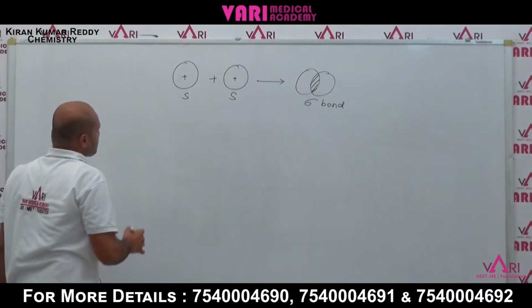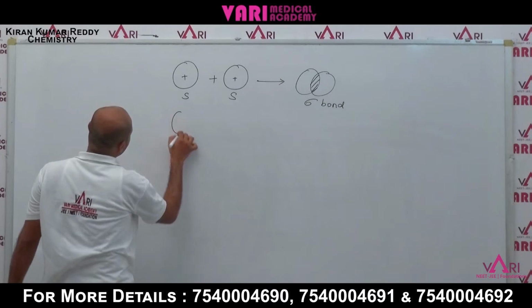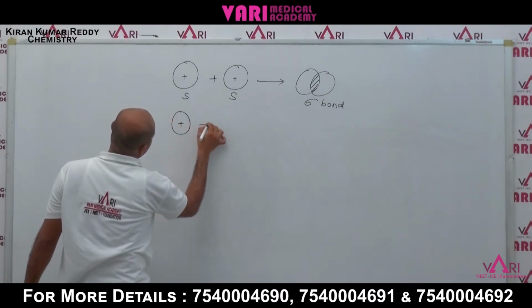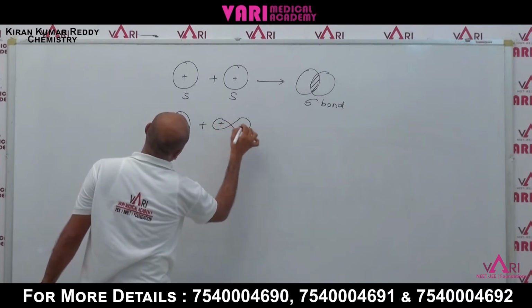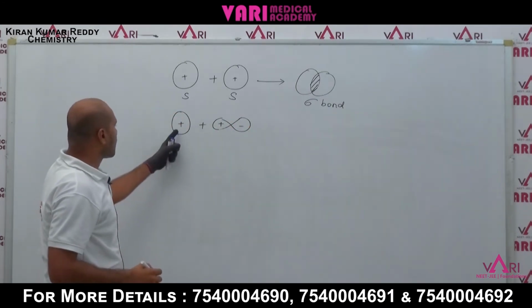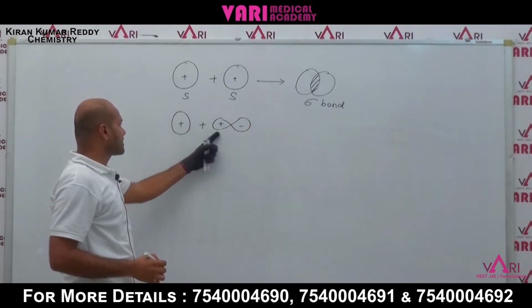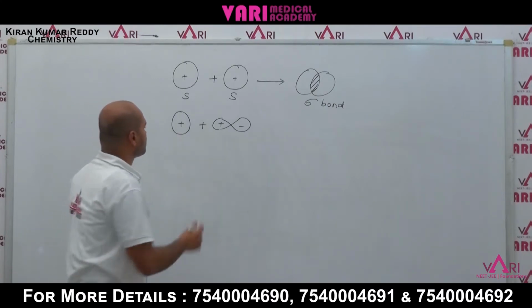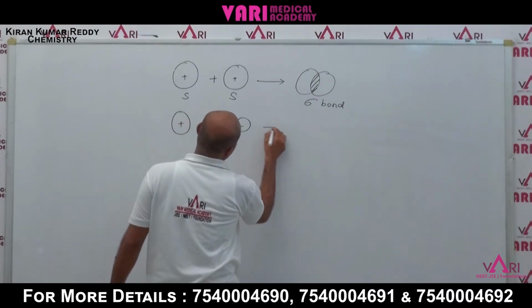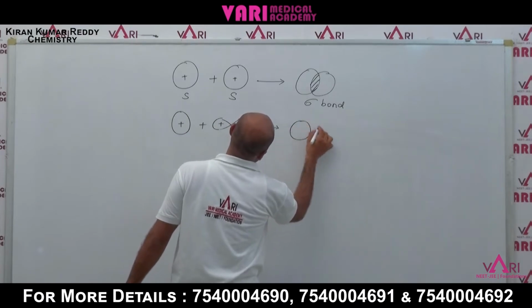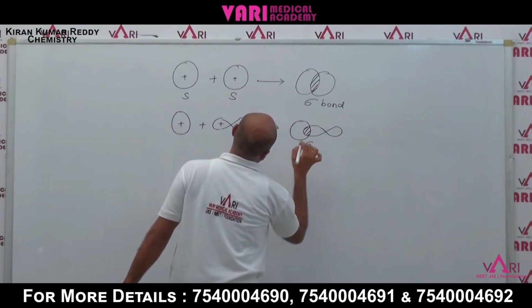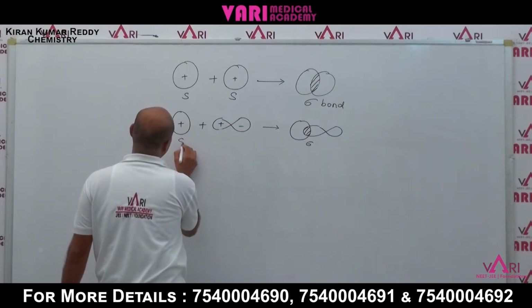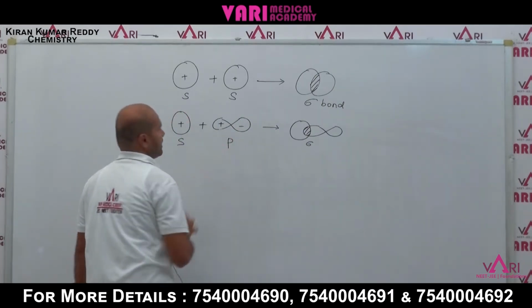Next one is one s orbital and another one a p orbital, that is plus minus. The overlapping atomic orbitals must have the same sign. Same sign means plus plus, bonding. Write down this. Here it is like this, bonding. A sigma bond is formed. This is s-p: this one is the s orbital, this one is the p orbital.